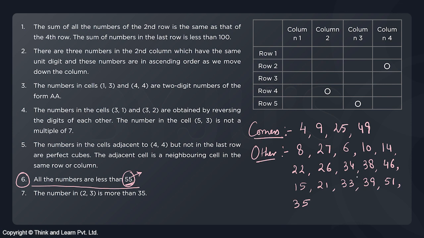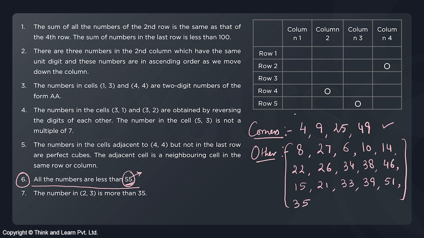Right? Now the point is that this table has got a total of 20 numbers, 5 into 4. 4 numbers are at corners. I need 16 more. And aren't these exactly 16? See, 5 plus 5 plus 5 plus 1. These are exactly 16. That means each of these numbers would come into the table.